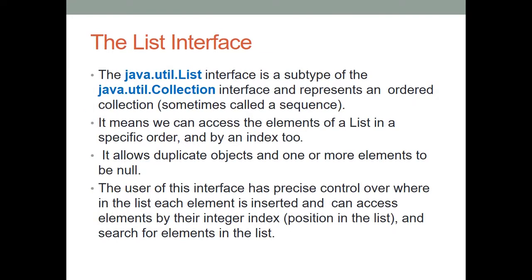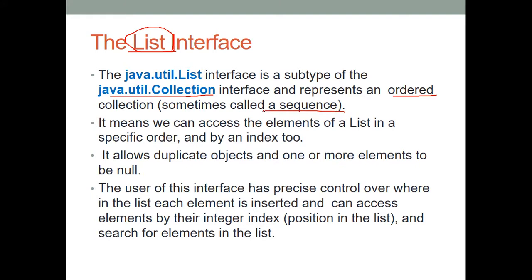Okay, the List interface. I am going to talk about List. So List is one kind of interface, and this List extends the Collection interface. Okay, so the java.util.List interface is a subtype of the java.util.Collection interface and represents an ordered collection. The interface represents an ordered collection and is sometimes called a sequence.